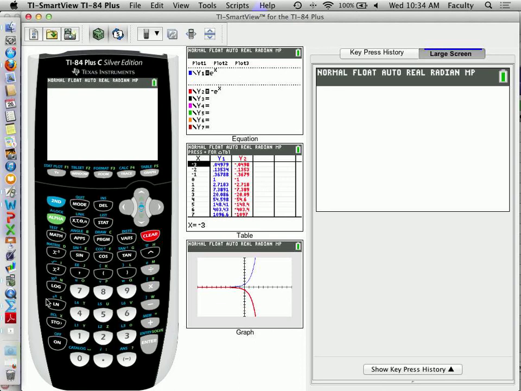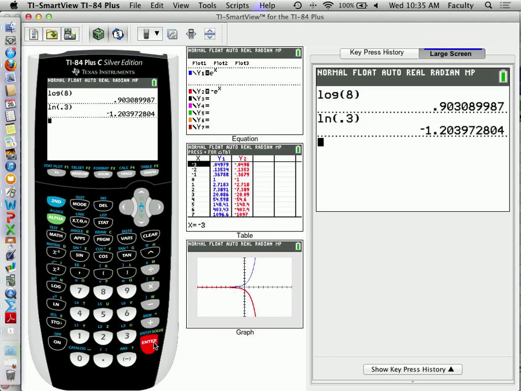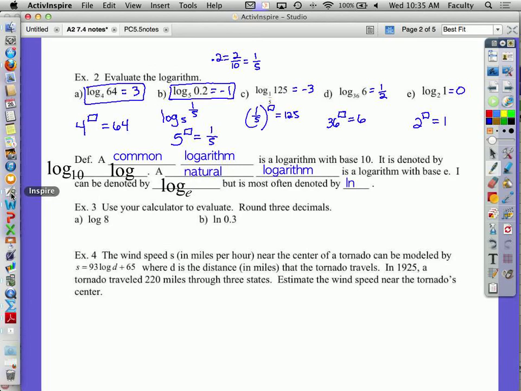So letter A says use your calculator to do log 8. So you press the log with the 8 and press enter. That's it. So it's 0.903. ln, if you do ln 0.3, that's the natural log. Natural log means base e. You've got to remember that. It's negative 1.204 if we round. Okay?